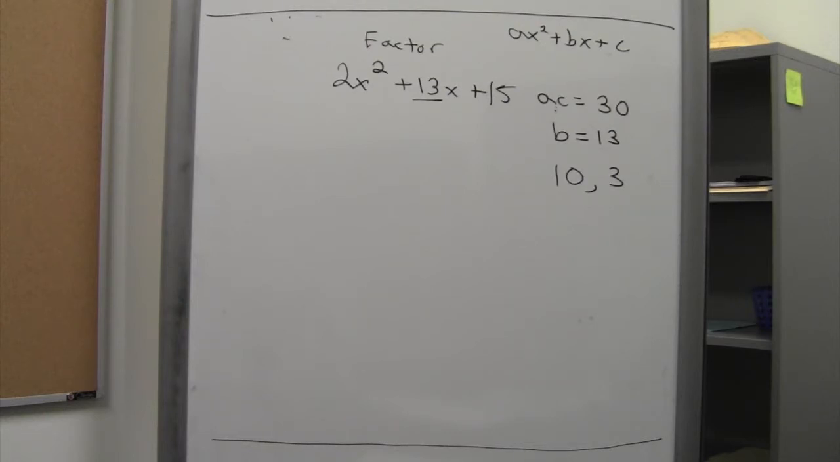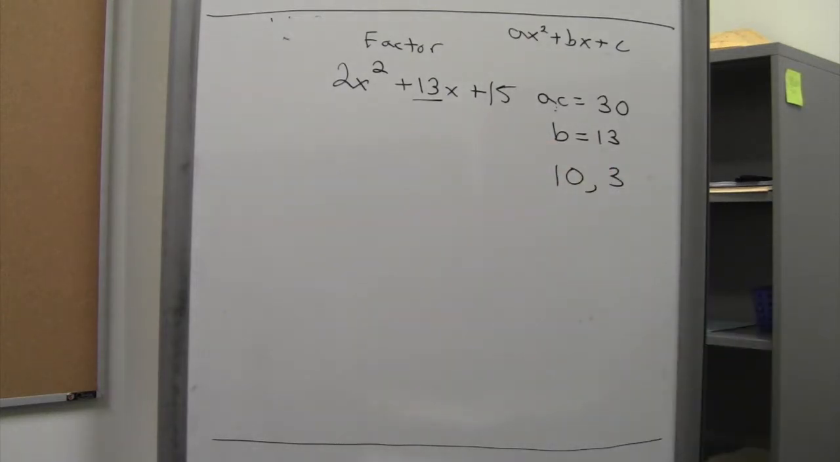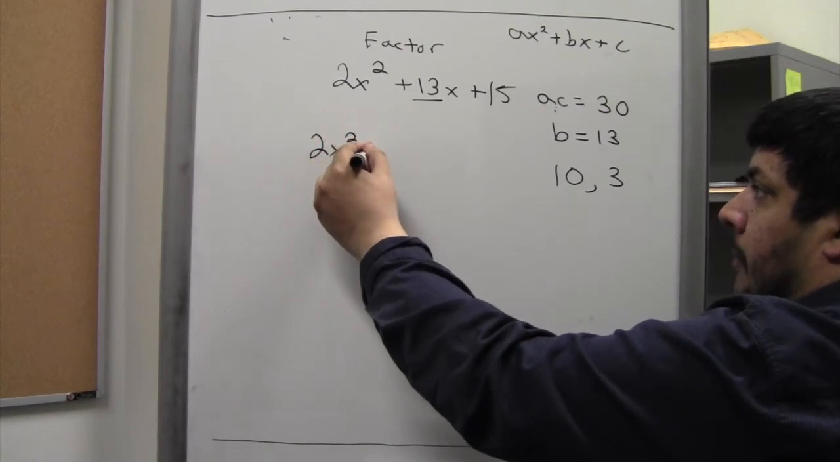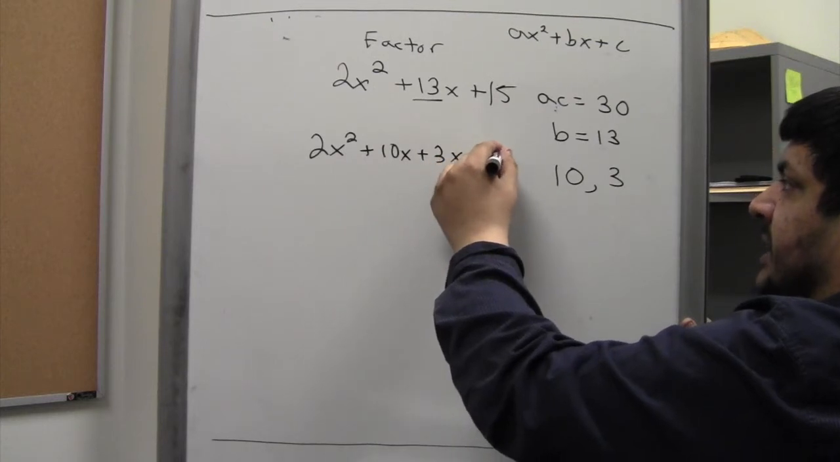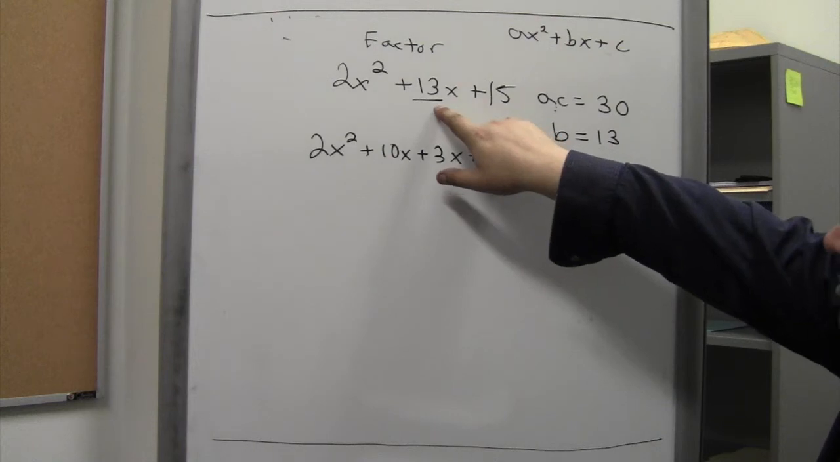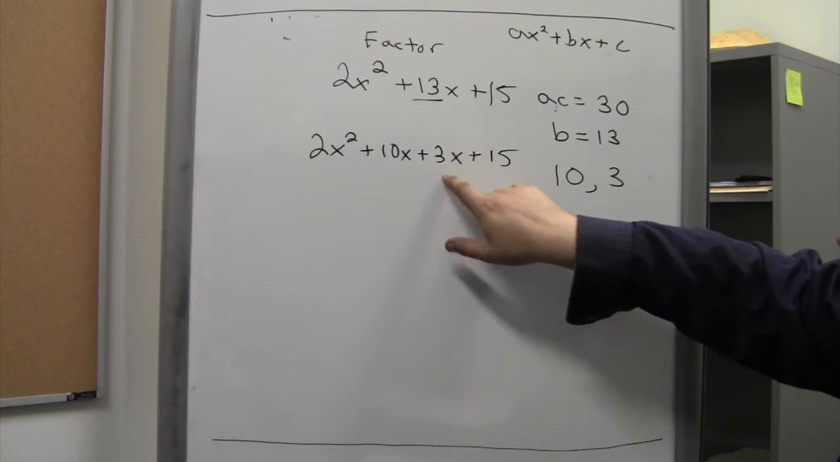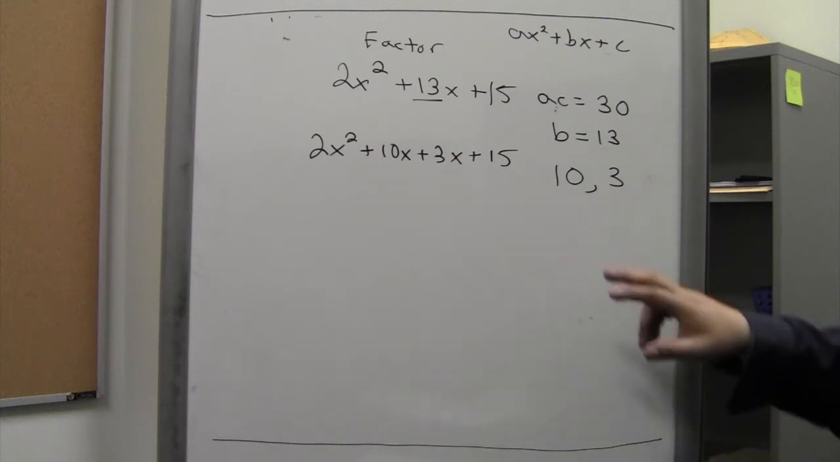We finished step 1. Step 2 is to use these two numbers to rewrite the middle term. Now this is the key part. So what we'll do is we'll take 2x squared plus 10x plus 3x plus 15. What I've done is I've used these two numbers, and instead of writing 13x, I split it up into 10x plus 3x, because if I add these together now, I will get 13x again, and nothing has changed here, okay?